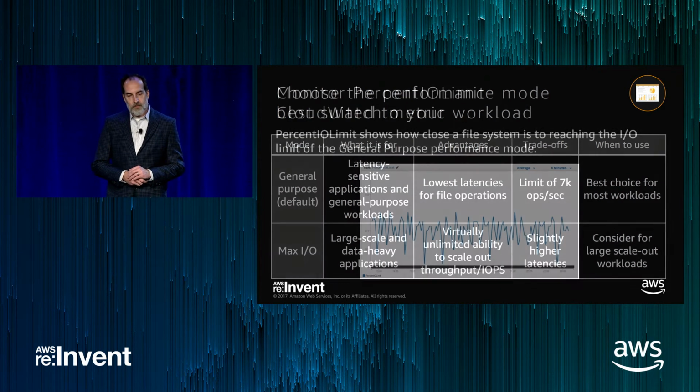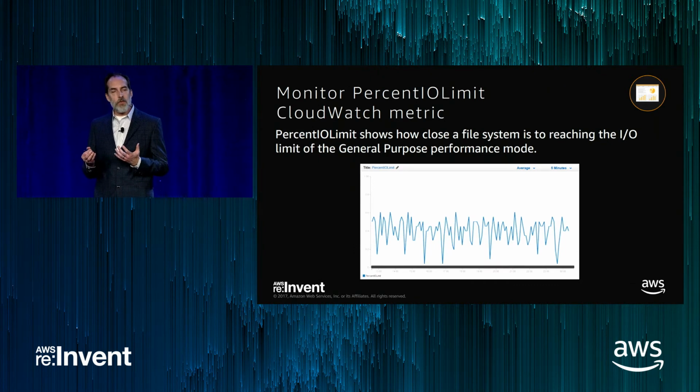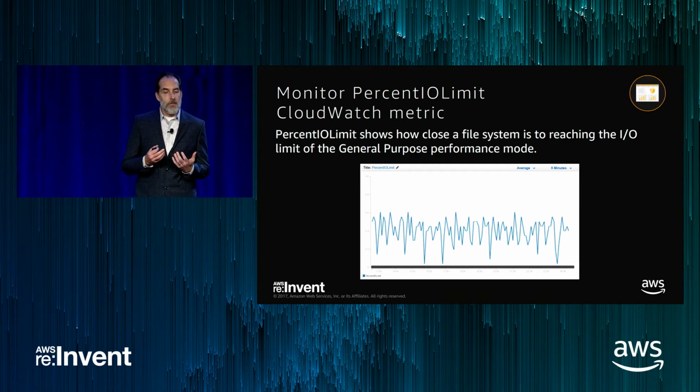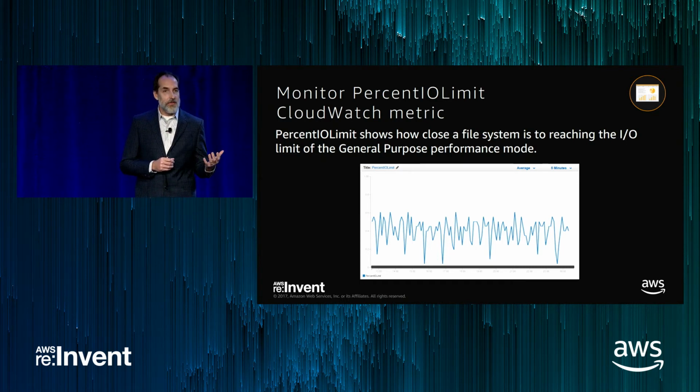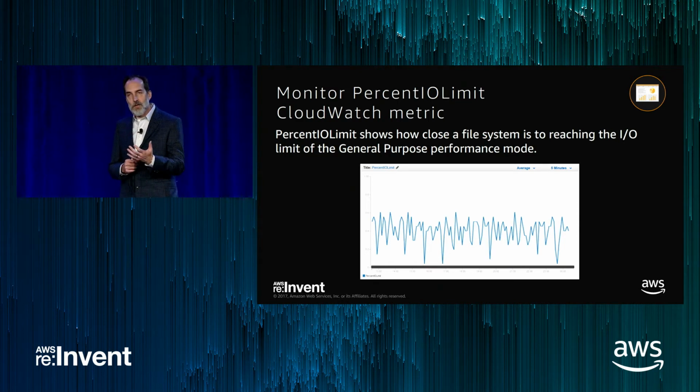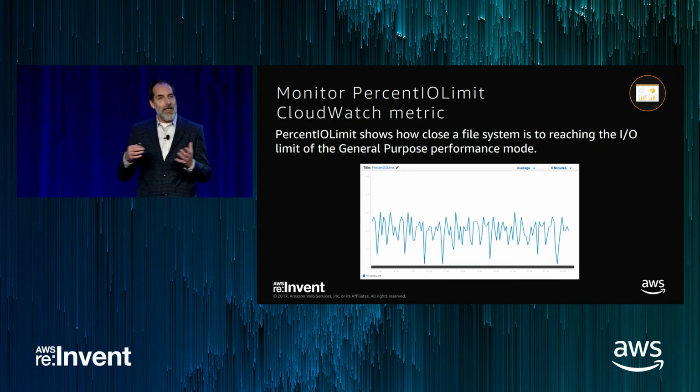for you. If you do select a general purpose mode file system, we do expose a CloudWatch metric, %IO limit, that will let you know how close you are to that 7,000 file system operations per second as a percentage. So you can monitor this. You can see where your workload sits within this threshold, and see if you need to stay with the general purpose mode file system, or possibly migrate your data over to a Max I/O file system.